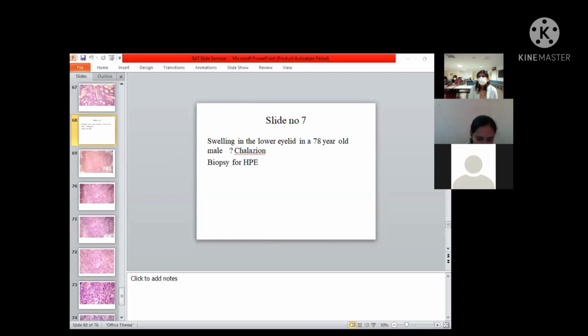Swelling in the lower eyelid in a 78-year-old male, it might be a sebaceous lesion. Swellings in the lower eyelid can be either basal cell carcinoma or squamous cell carcinoma, or it can be sebaceous carcinoma. Considering the age and repeated recurrence of the tumor, it might be sebaceous carcinoma. And sebaceous carcinoma can be confused with chronic blepharoconjunctivitis.